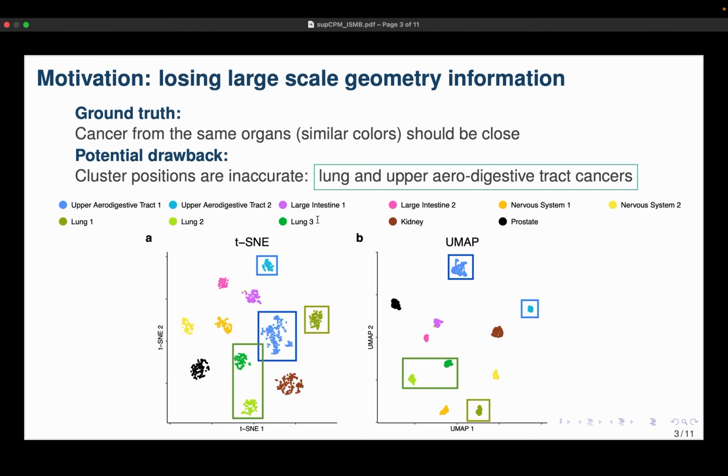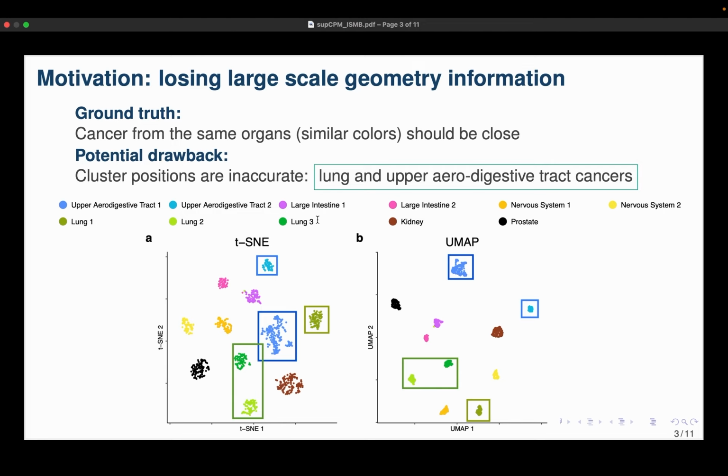The first is that they lose the large-scale geometry information, which will lead to inaccurate cluster positions. For example, this is a cancer cell line dataset. We looked into this data closely and found that cell lines from the same organs should be close to each other for this specific dataset. And we marked them in similar colors.